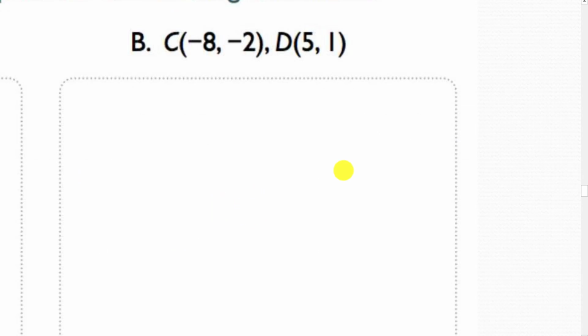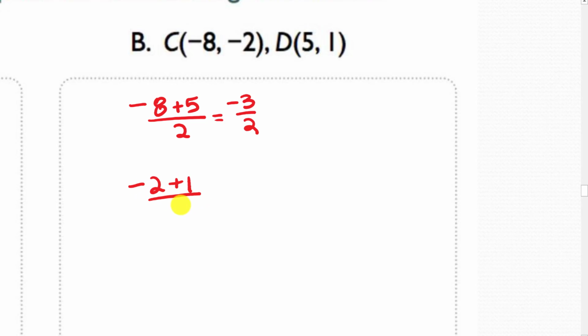Maybe you want to pause the video, try it, and then see if you get it right. I'm going to add my x's. -3 over 2. I'm going to add my y's. Divide by 2. Alright, so this middle coordinate would be -3/2, -1/2. And we don't really need to graph it, we can just calculate it.